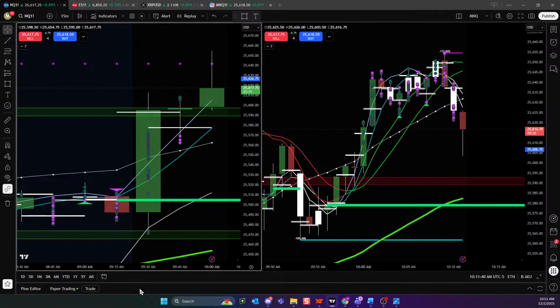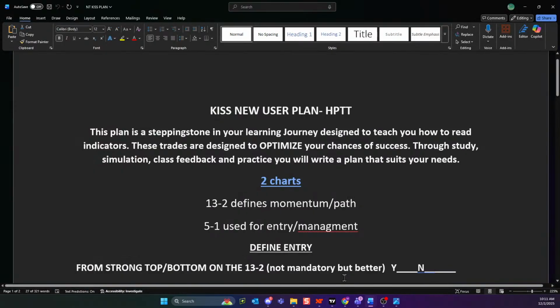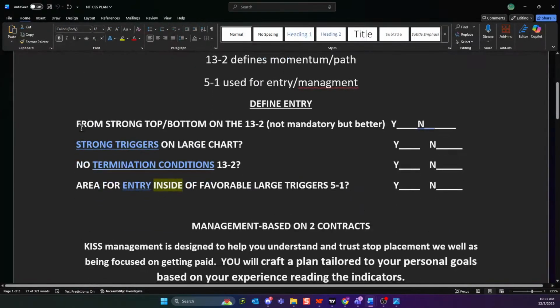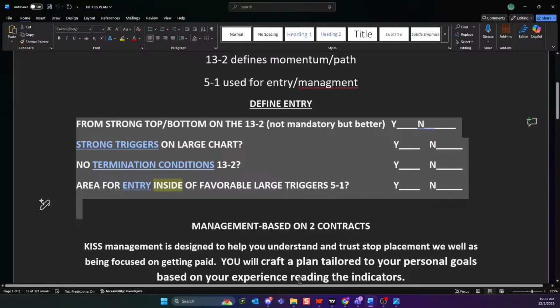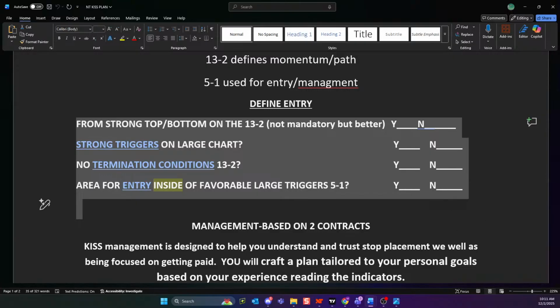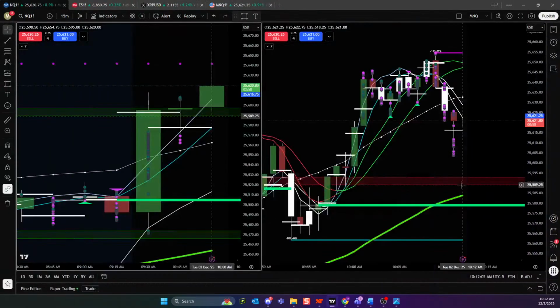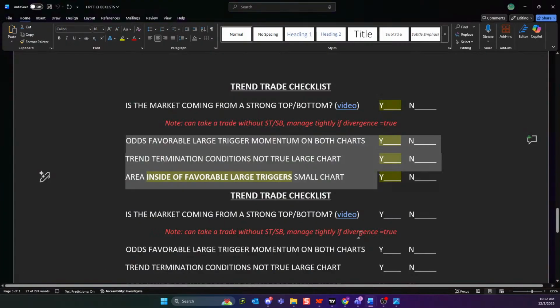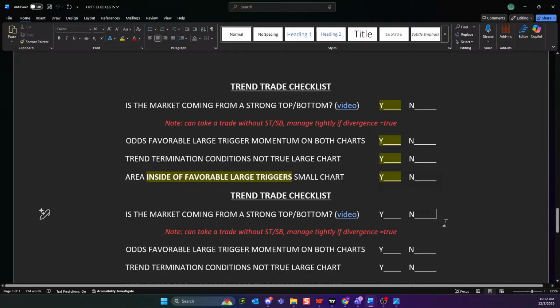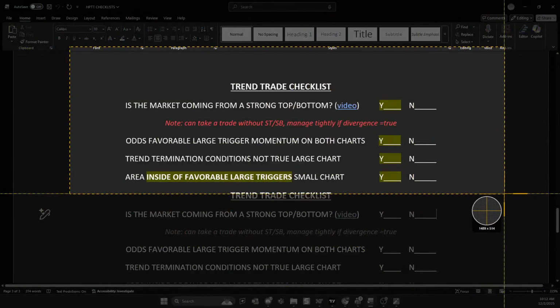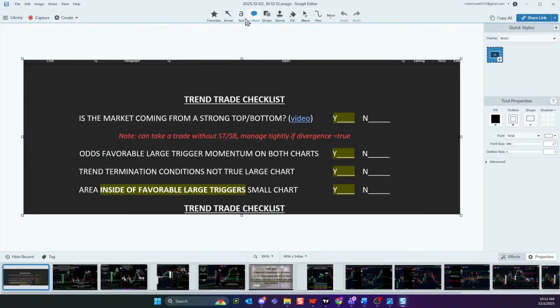What most people will do, and I'm not trying to generalize, but I'm going to generalize, is follow a very simple plan in the beginning because they're told over and over, this plan, this entry will optimize your chances of success. It'll teach you to read your indicators. And then when you learn to read your indicators, you know that this is the recipe for success.